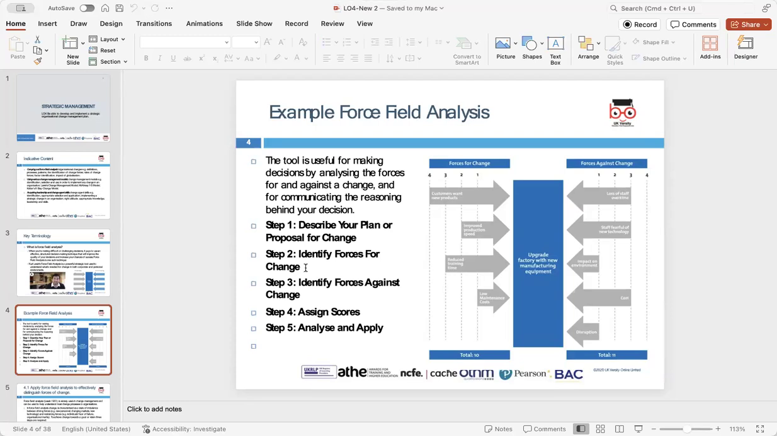Now we come to the third step, which is identifying forces against change. Identifying the forces that resist the change. These might include cost concerns, fear of new technology, or disruption of the workflow. These restraining forces highlight potential barriers that could hinder the success of the change.